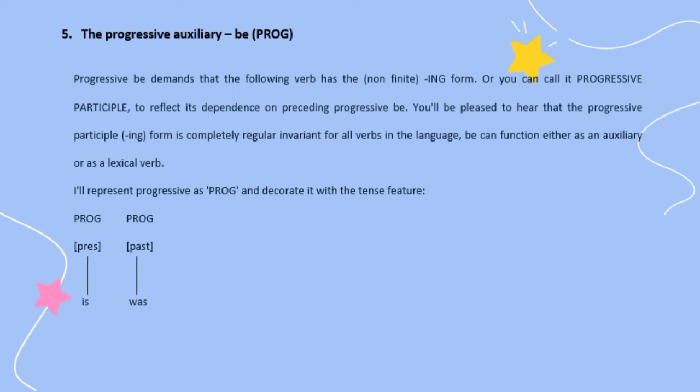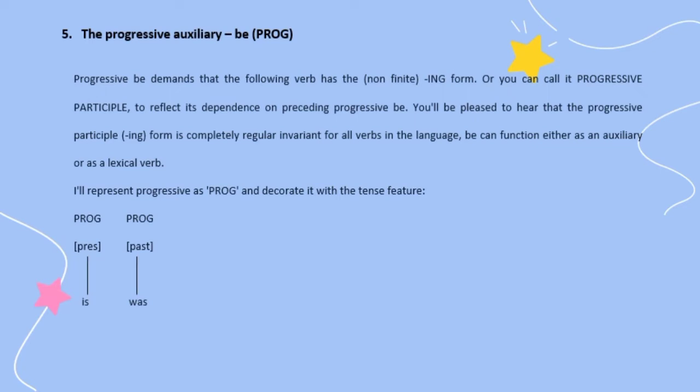And then number 5 is the progressive auxiliary. Progressive be demands that the following verb has the ing form, or you can call it the progressive participle, to reflect its dependence on the preceding progressive be. You will be pleased to hear that the progressive participle ing form is completely regular and invariant for all verbs in the language. We can use it either as an auxiliary or as a lexical verb.